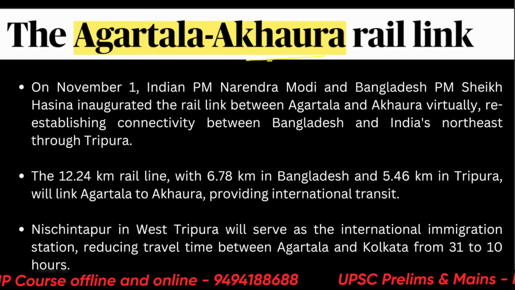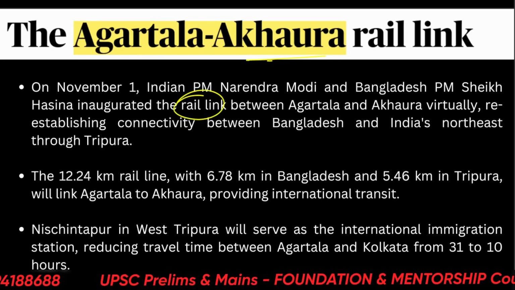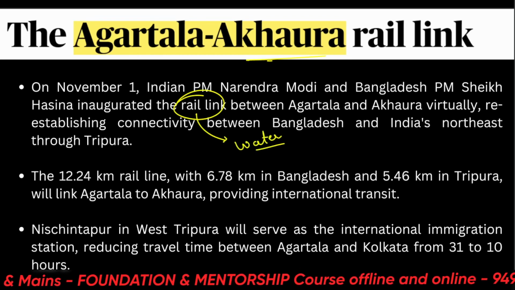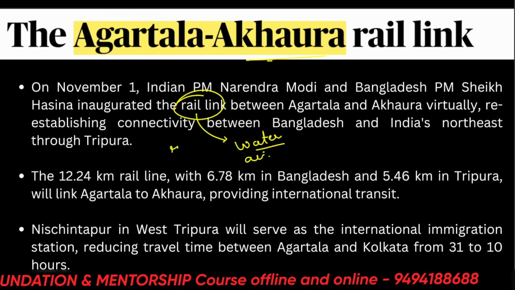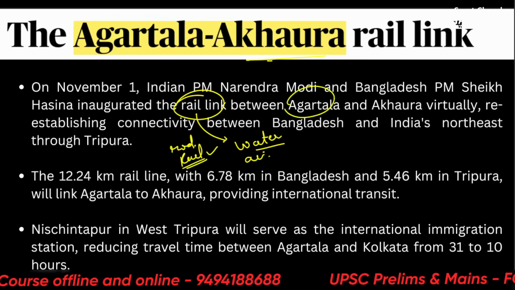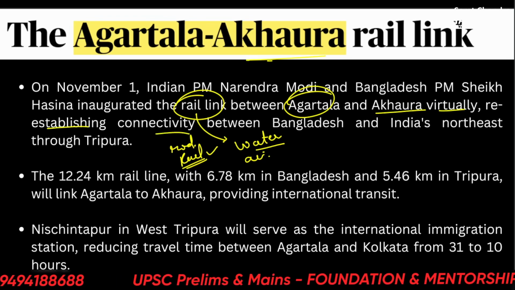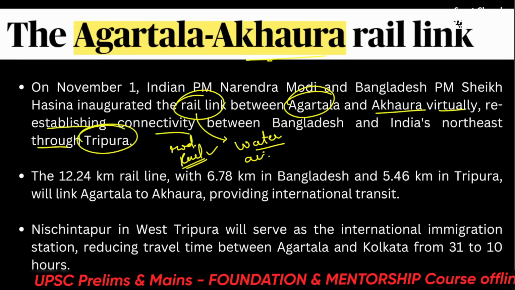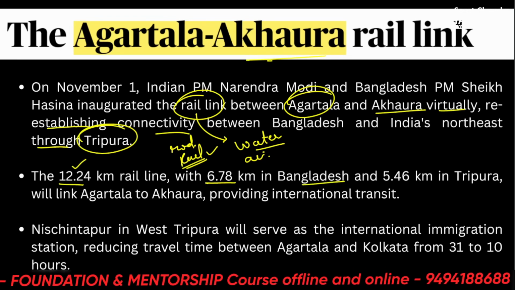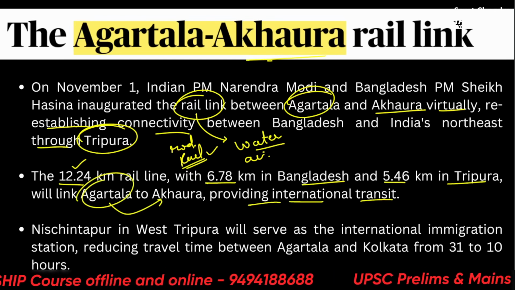On November 1, Indian PM Narendra Modi and Bangladesh PM Sheikh Hasina inaugurated the rail link. So first of all, please always remember what is the mode of transport, whether it is waterway, an airport, a road, or a rail link. This one is a rail link between Agartala and Akhora, virtually re-establishing connections between Bangladesh and India's northeast through Tripura. The 12.24 km rail line, with 6.78 km in Bangladesh and 5.46 km in Tripura, will link Agartala to Akhora, providing international transit.